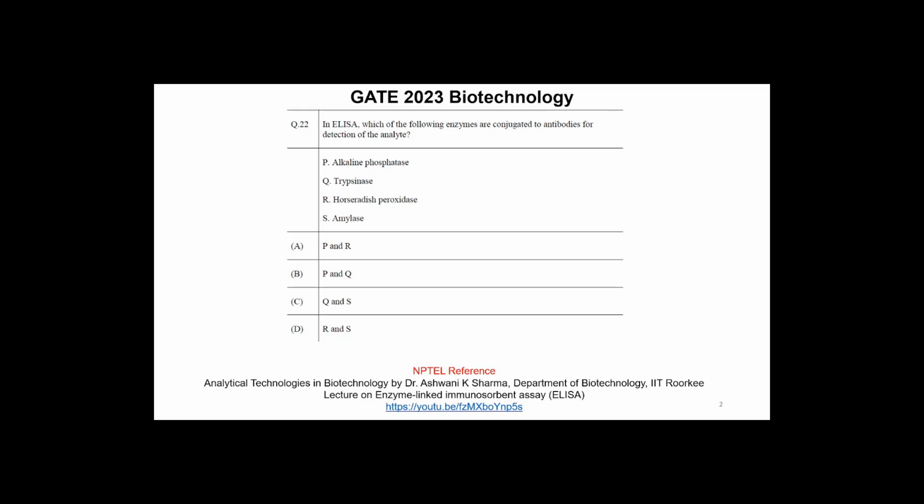Hello. So today we'll be talking about a question which came in the GATE 2023 Biotechnology paper, and we'll be discussing the question. So the question is, in ELISA, which of the following enzymes are conjugated to antibodies for detection of the analyte? The options are alkaline phosphatase, trypsinase, horseradish peroxidase, and amylase.